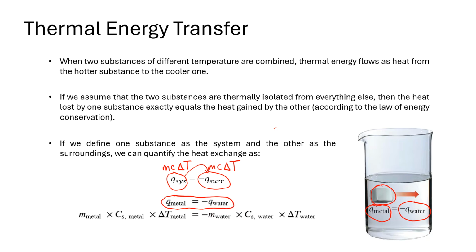By the way, don't get confused about the negative sign. You're probably wondering, why is that negative? Well, let's just think about this. Let's say the system, which is the piece of metal, is losing energy to the surroundings. If it's losing energy, we can have it be negative, and the surroundings are gaining that energy.